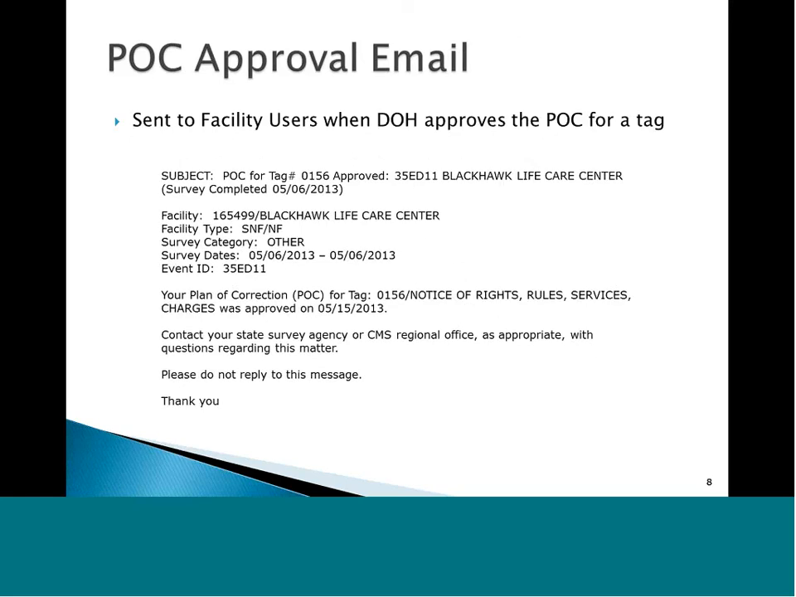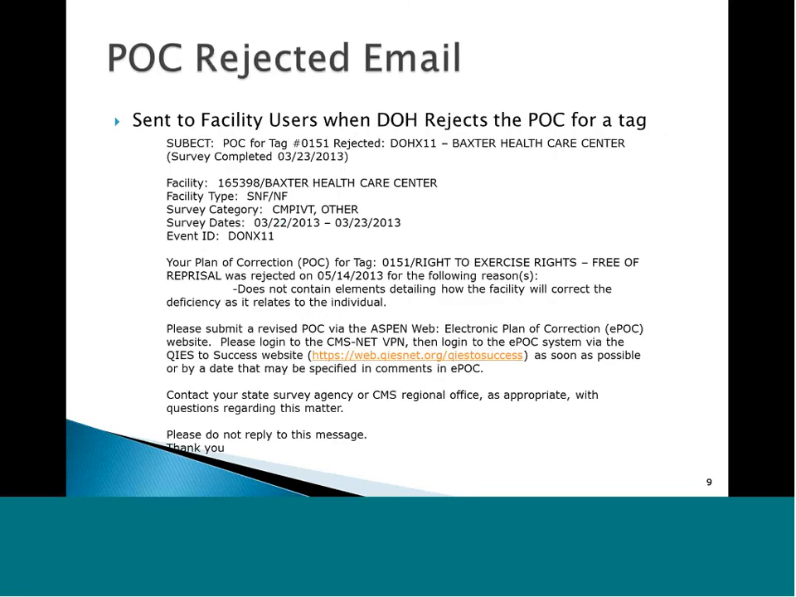ePOC will also generate a POC approval email to let you know when the state agency or regional office has approved the plan of correction for a particular tag. POC rejected email, we mentioned earlier: when the state agency or regional office rejects the plan of correction for a particular tag, you would receive this POC rejected email. It will list the reasons for the rejection within the email text itself. You'll want to, at that point, log in and revise your plan of correction as requested and resubmit that back to the state agency.